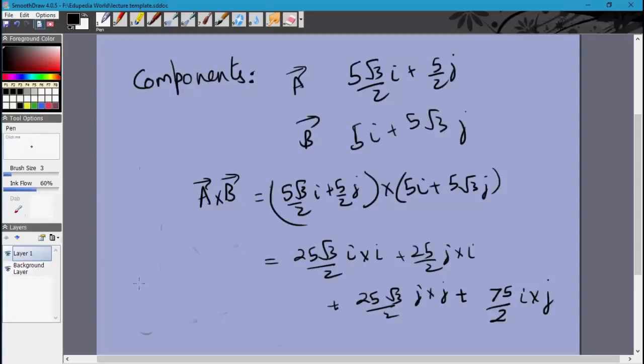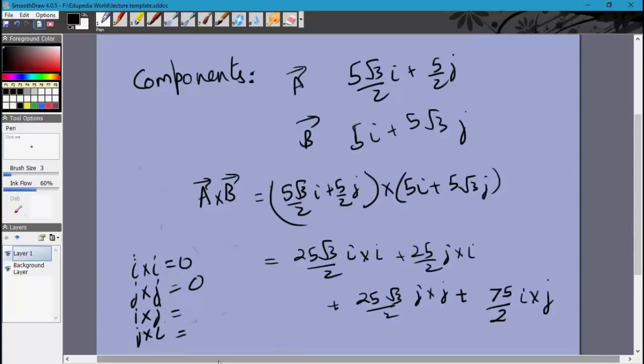Now we need to find out, just like in the case of dot product, what is i cross i, j cross j, i cross j, and j cross i. Now i cross i is 0 and j cross j is 0 because the angle between i and i is 0 and sine theta is 0. The formula for magnitude was mod A mod B sine theta. Now i cross j and j cross i will obviously be opposite to each other. One is in the z direction, the other is in the minus z direction. How do we resolve this ambiguity? That's what we talked about earlier.